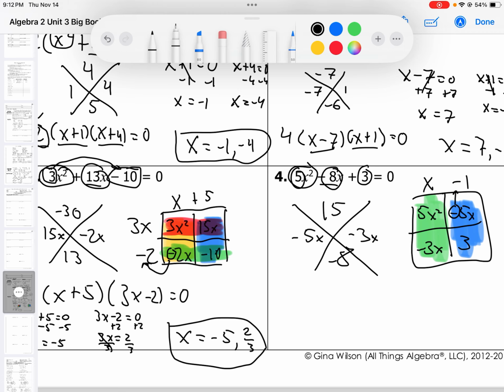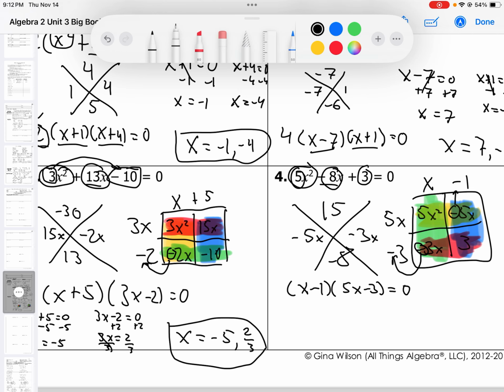Then for our rows, if we look at 5x squared and negative 5x, those would have 5x in common. And finally, for negative 3x and 3, those would have a negative 3 in common. Once again, because this one is negative, it makes this one negative as well. So my two factors are going to be x minus 1 and 5x minus 3 equals 0.